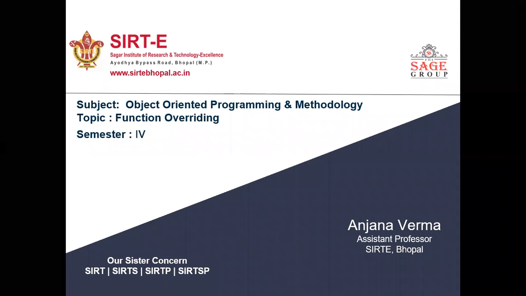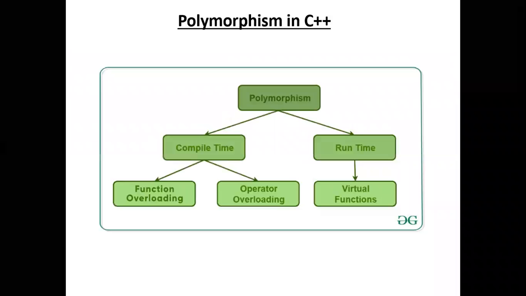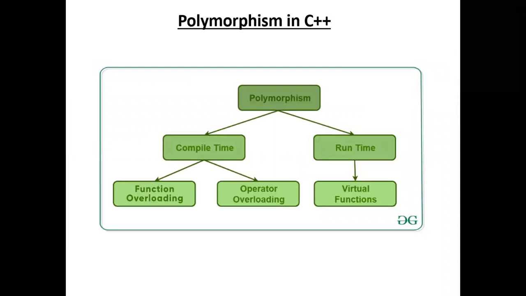Hello everyone. Today we will discuss the topic function overriding. In previous topics we have seen polymorphism. What is polymorphism? We have done. Poly means many, morphism means forms, meaning one thing you can show or express in many forms, with the help of different input you will get different output from the same function.